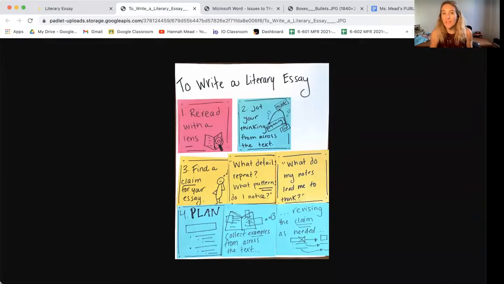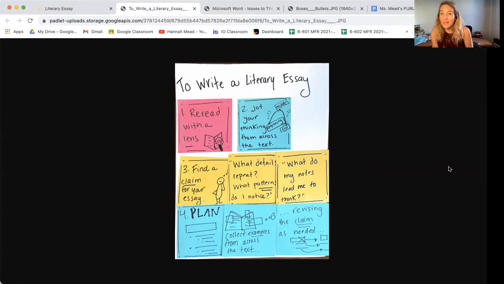So remember that to write a literary essay, the first thing you want to do is to know which story or text you're going to be using. I highly recommend using maybe an independent reading book or a past book club book, or maybe one of the longer texts from our class so far this year. So once you know which story or book text you want to use, you'll start by rereading with a lens.